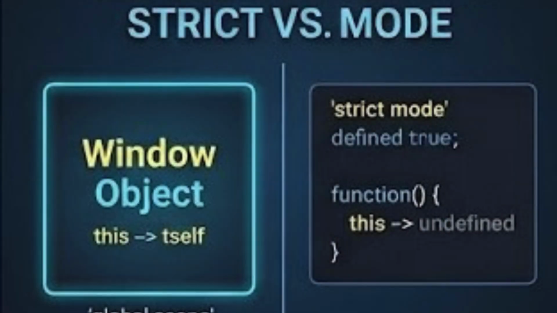What happens if we use this outside of an object? If you use it in the global scope or a regular function, this defaults to the global object, which is the window in your browser. This can be dangerous. If you are in strict mode, JavaScript tries to protect you by making this undefined instead of letting you accidentally change global variables. Always remember, a standalone function doesn't have a parent object, so it loses its specific context.